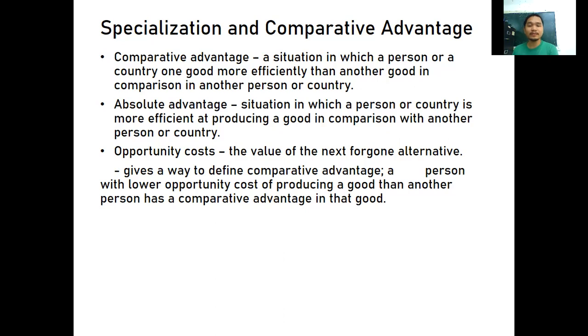It gives a way to define comparative advantage. So a person with a lower opportunity cost of producing a good, compared with another person, has a comparative advantage in that good. So the one with a lower opportunity cost of producing a good can then be compared on that good.